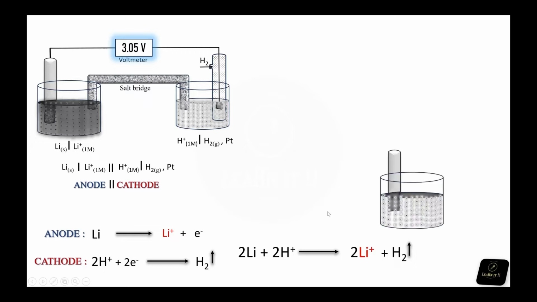Or when we put lithium metal in an acid, there will be formation of lithium cations. It means the lithium dissolves in the acid, and simultaneously there will be evolution of hydrogen gas.